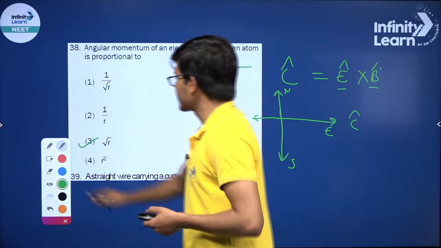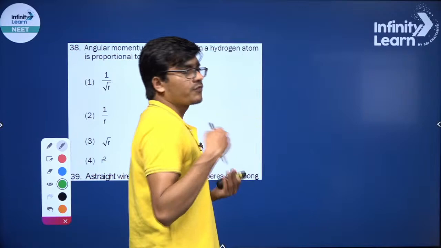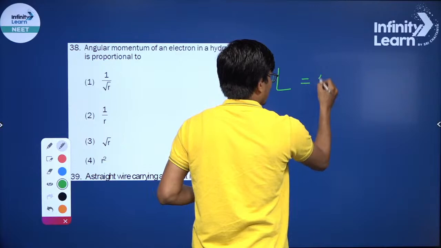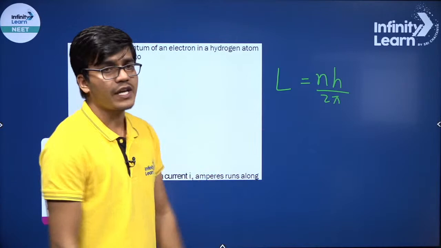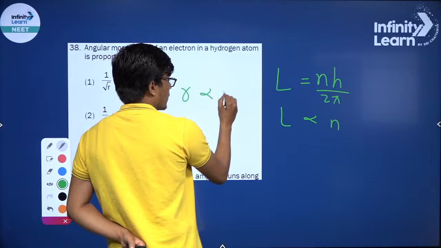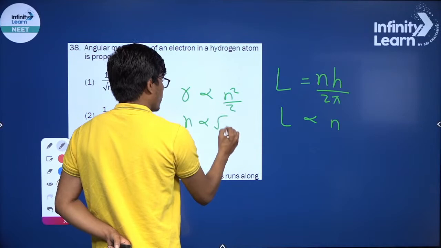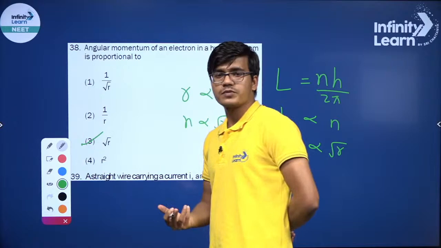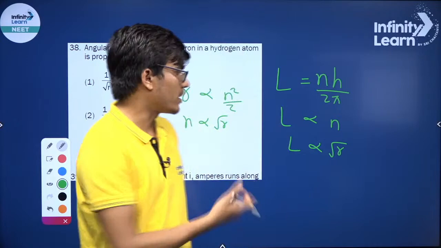Moving to the next question, angular momentum of a particle in a hydrogen atom. If you know Bohr's model, angular momentum quantization says the angular momentum of an electron in an orbit is given by nh upon 2 pi. So angular momentum is proportional to n, and the radius of the orbit is proportional to n square. So n is proportional to square root of r. So obviously L is proportional to square root of r, that is the third option. This is how you can relate any two concepts or two formulas. Just proportionality they have asked. Moving to the next question.